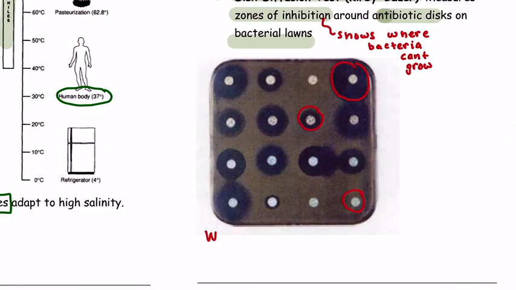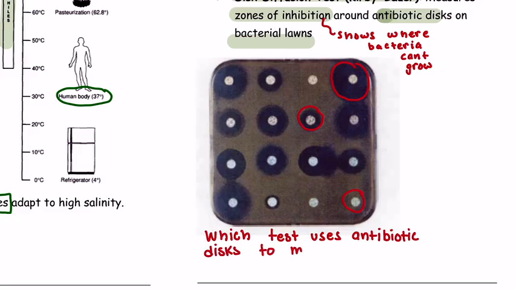So a test question might be which test. Or another type of test question might be that they give you two of these and you have to compare the zone between one antibiotic versus another, and decide which one is larger. So if the zone is small or missing, like in this one right here, that means that the bacteria are resistant to that antibiotic.